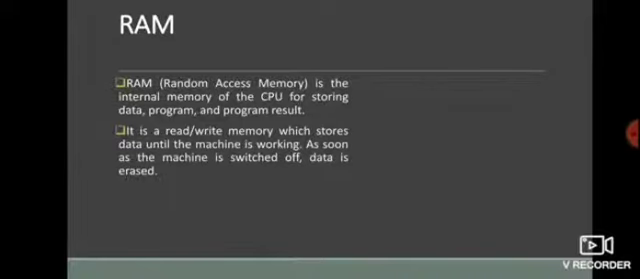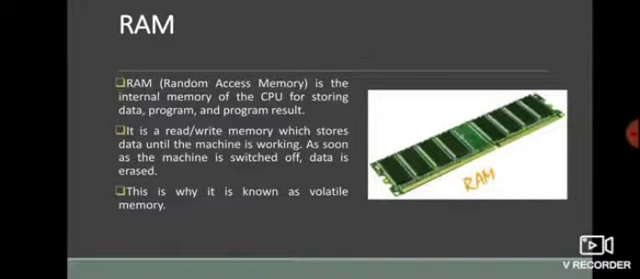Like a calculator. In a calculator, the information exists till the calculator is on. The moment you turn off the calculator, all the data disappears. In the same way, when you switch off the computer, the data is also erased from the memory. So this is why it is known as volatile memory. Here is a RAM slot that we have to fix on the motherboard.